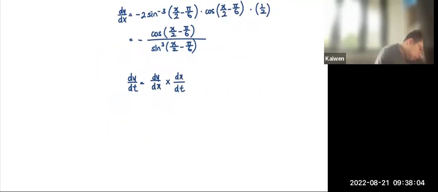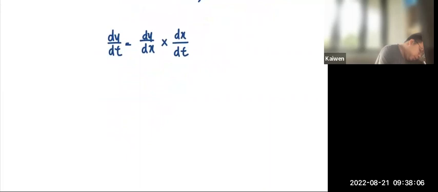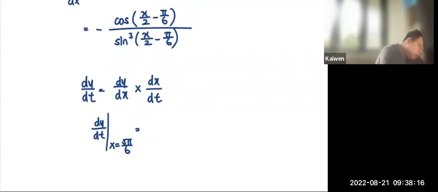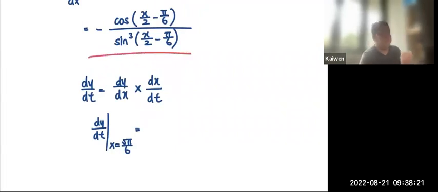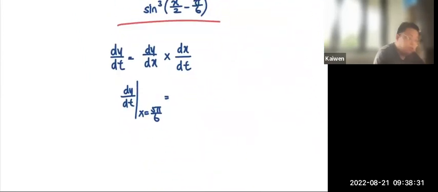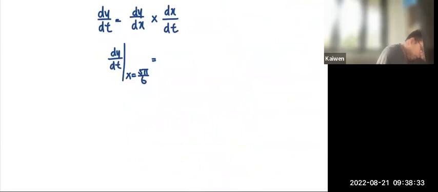And now we can actually substitute the value of x in. So we're going to do dy over dt when x is equal to 5 pi over 6. And we just need to compute this using this function here, substituting x as 5 pi over 6, multiplied by 0.3 radians. And then you will get your final answer. It's actually something in an exact form. The answer is negative 0.6 radians per second, exact form. So negative 0.6 radians per second.